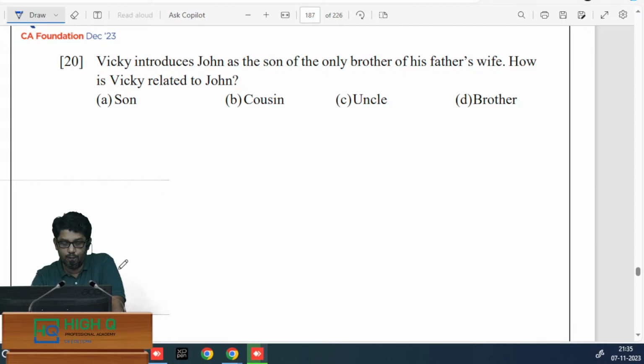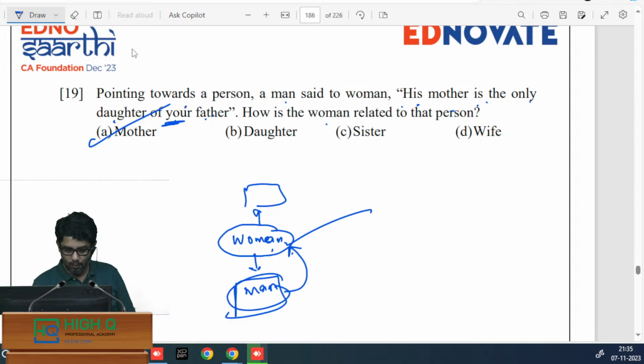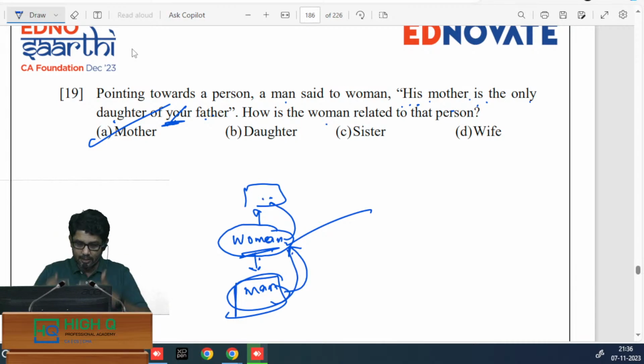Vicky introduces John as the son of the only brother of his father's wife. How is Vicky related to John? Can you please check it once again? You can go ahead with what I said. That is the woman. The woman has got a father. That man's mother is the only daughter. That father has got the only daughter, that is the woman only. So son is coming. That's it.